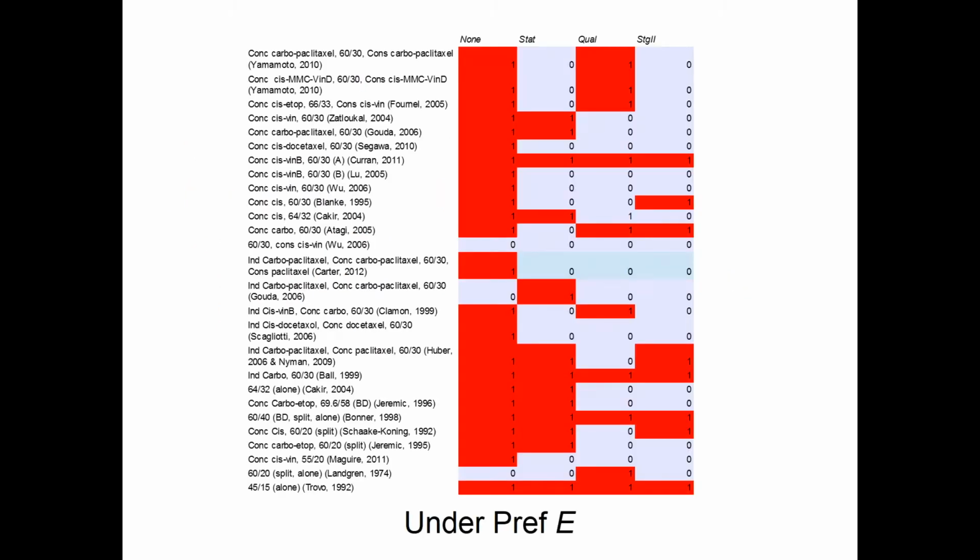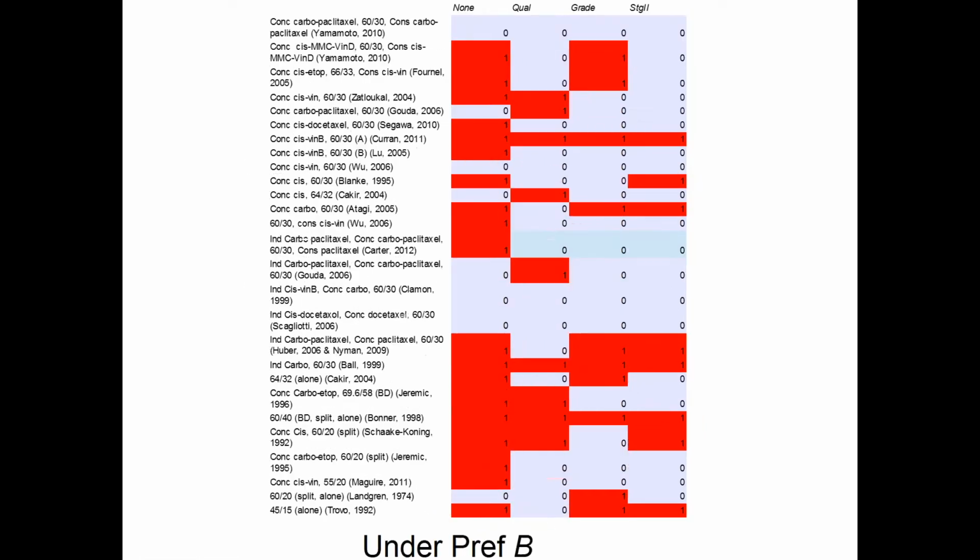What we then did is we looked at what happens if you keep the preferences constant, say keep preference E constant, and alter the meta rules, and you can see that there's some variation. Red is if it's a winning treatment and bluey purple is if it isn't. And you can see that as you alter the meta rules, you get some changes in which treatments are felt to be the best. And we did the same under the other preference rules.